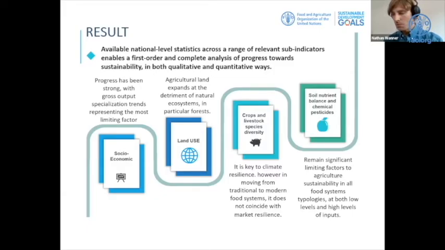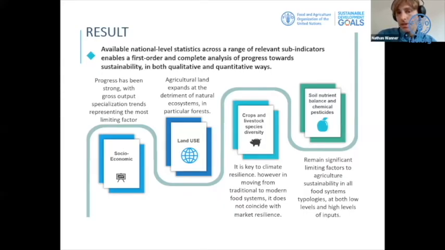So when we're looking at agricultural land use, we found that agricultural land expansion is a detriment to natural ecosystems, in particular forests. So the deforestation and conversion of forest land to agricultural land.